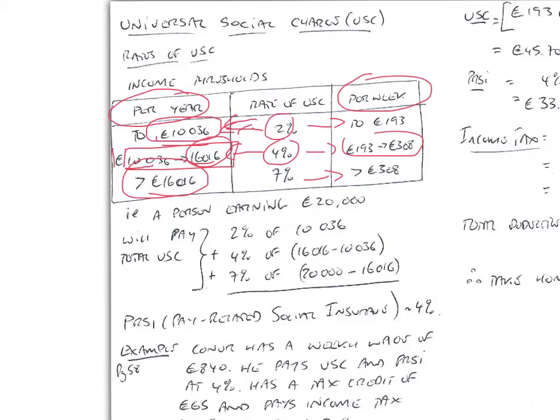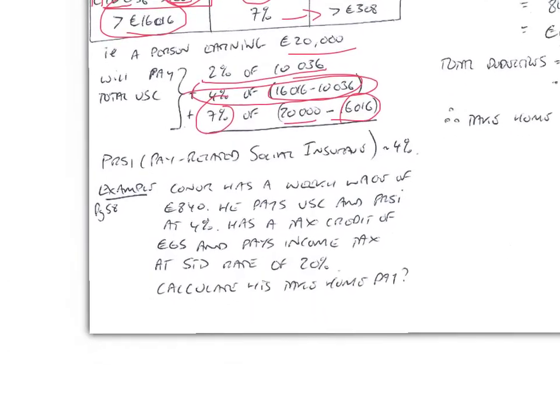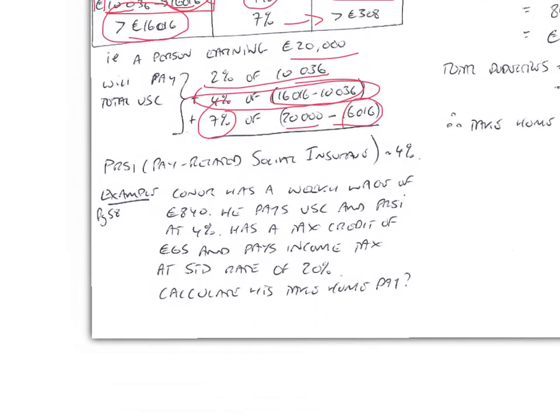So a person earning 20,000 euros a year will pay 2% of the first threshold, then they'll pay 4% of this value here, and then they'll pay 7% on whatever the difference is between what they're earning and this final level here. And then if we talk about PRSI, that's pay-related social insurance. It's about 4% generally, and the government take that off us so that we can pay for pensions for people who've retired and other bits and pieces.